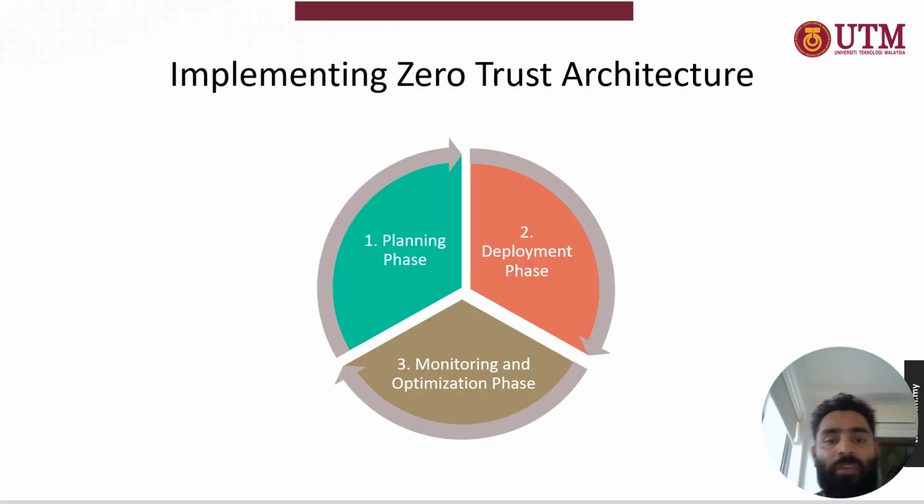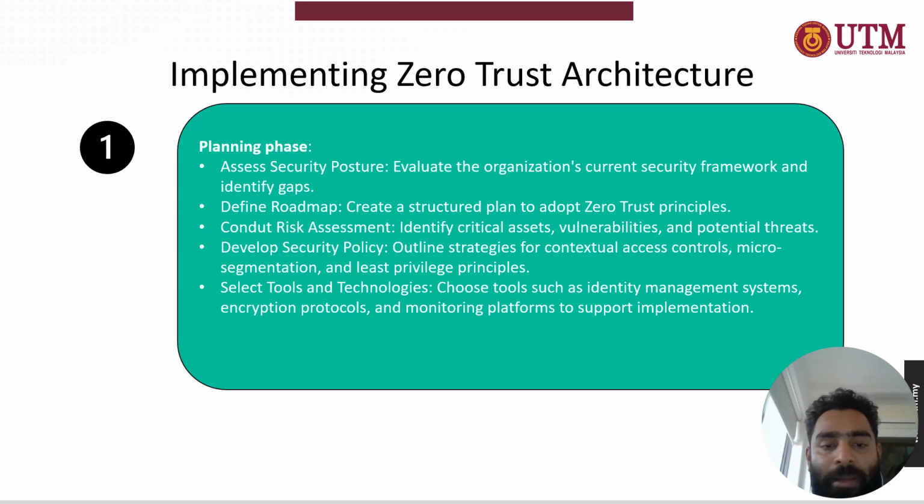Let's discuss how we can implement a zero trust architecture. There are three phases. The first phase is the planning phase, the second is the deployment phase, and the third is the monitoring and optimization phase. The planning phase consists of five key points. First is assess security posture. We need to evaluate the organization's current security framework and identify the gaps. Then we define a roadmap, creating a structured plan to adopt zero trust principles. Then conduct a risk assessment, identifying critical assets, vulnerabilities, and potential threats. This is very important in the planning phase.